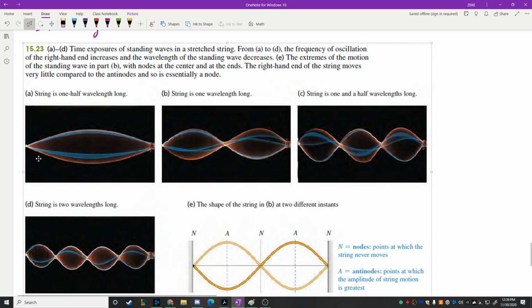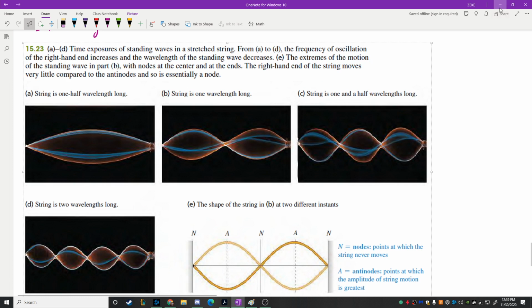What's happening here is that you have a string that's being oscillated back and forth at the front right here by some type of vibrator. Maybe the vibrator's on this side, actually. Can't really tell, but it doesn't matter. Both of these points at the ends are fixed points that basically don't move very much. So a node is a point that basically stays stationary. And the string is going to oscillate back and forth like this.